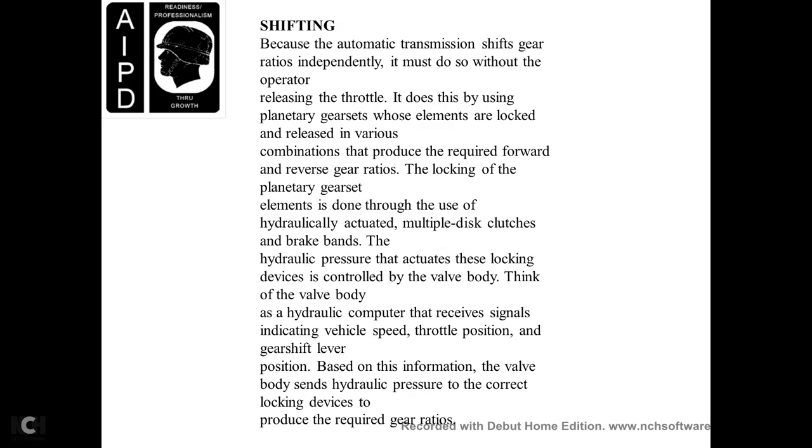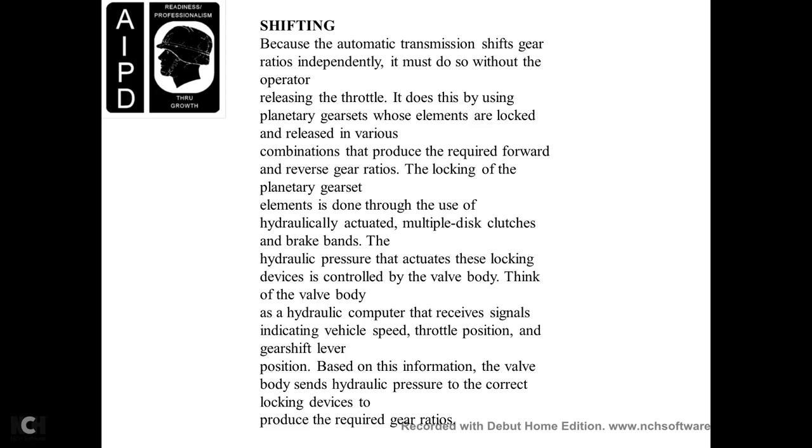Shifting: we shift the automatic transmission without an independent shift lever, and it must be done without the operator relieving the throttle. The planetary gear set elements are locked in various combinations to produce the required forward and reverse gear ratios. The locking of the planetary gear set elements is done with hydraulically actuated multiple disc clutches and brake bands, using high pressure to actuate the locking devices, which are controlled by the valve body.